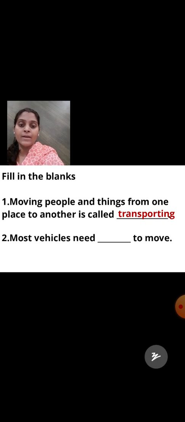Let's see the first question, fill in the blank. Moving people and things from one place to another is called dash. What is it called? Transporting. Moving people and things from one place to another is called transporting. Second question: most vehicles need dash to move. What do vehicles need to move from one place to another? Yes, they need fuel. Most vehicles need fuel to move.